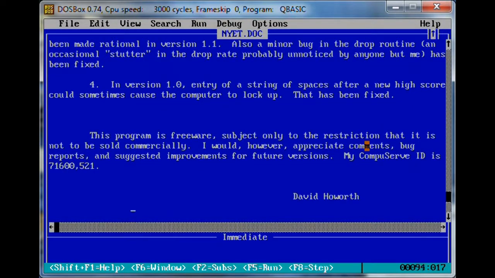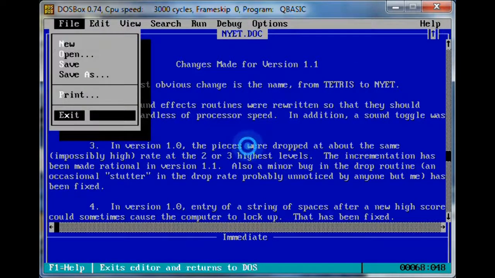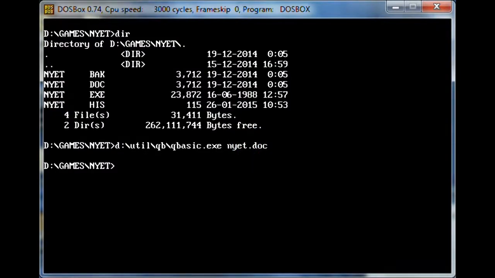So this is Nyet. It's incredibly small. Actually, let's see if I can get a file size. There you go. 31,000 bytes, 31K or so, 31.5K. So feel free to go give it a shot. If you're an MS-DOS fanatic like me, the other one on the internet somewhere, you might enjoy it.